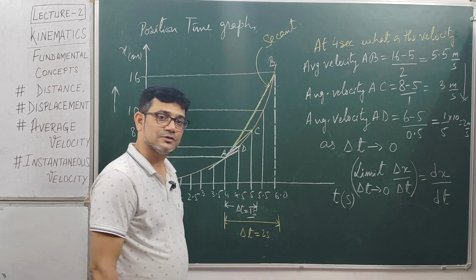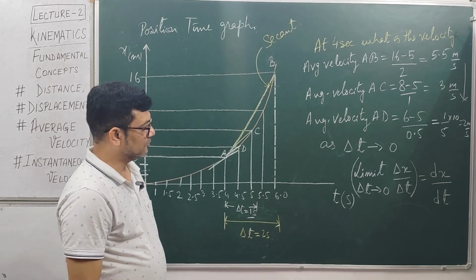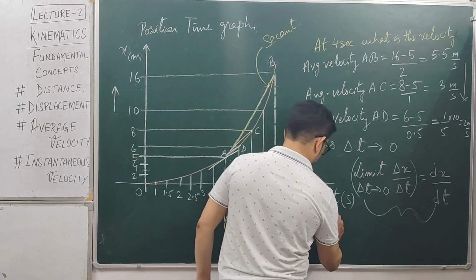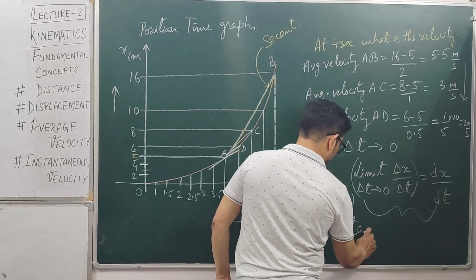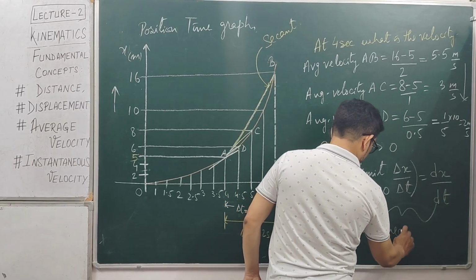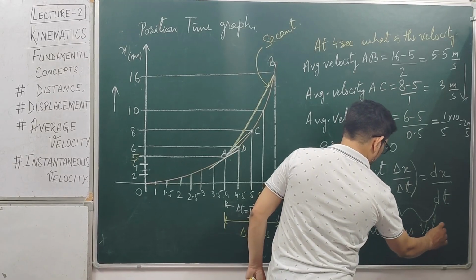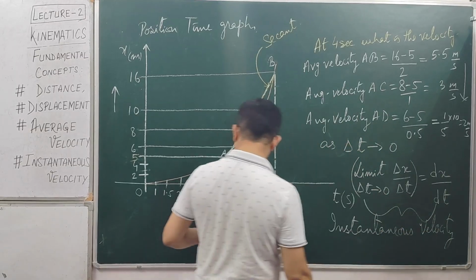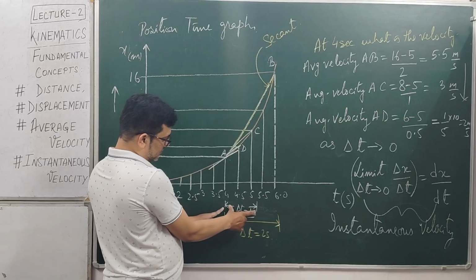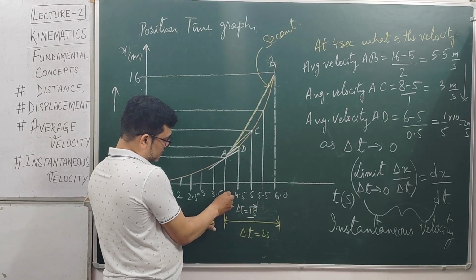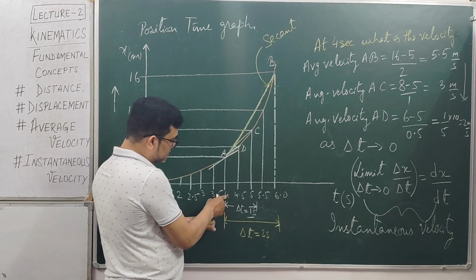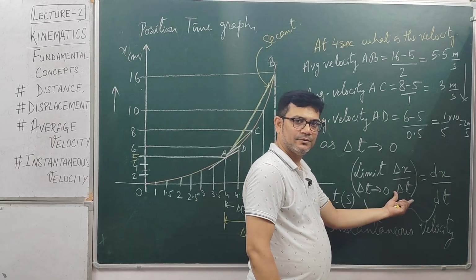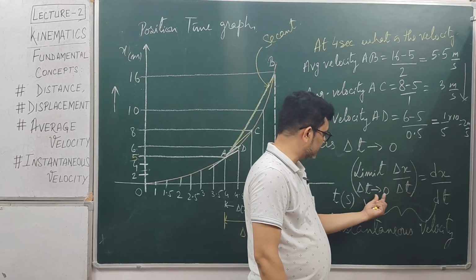differentiating x with respect to time. That is what the notation is. And this is actually giving you instantaneous velocity. We started from 4 seconds here. So as delta time approaches 0, this is going to be at 4. So the instantaneous velocity at 4 is the limit of the average velocity taken when delta t tends to 0.